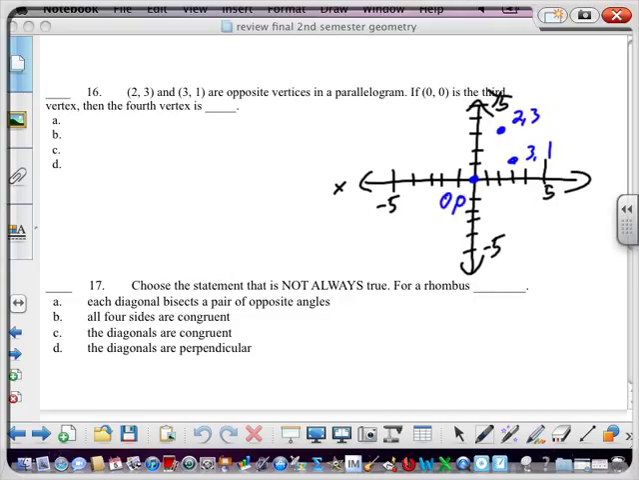Okay? We need a fourth point so that we can figure out what our parallelogram looks like. Now, for a parallelogram, we know opposite sides are congruent. So the first thing we can figure out is the distance between (0, 0) and (2, 3), and the distance between (0, 0) and (3, 1). Okay, so let's do the distance formula for these. So that's the square root of (y2 minus y1) squared plus (x2 minus x1) squared. So let's just do that all at once in our calculator.